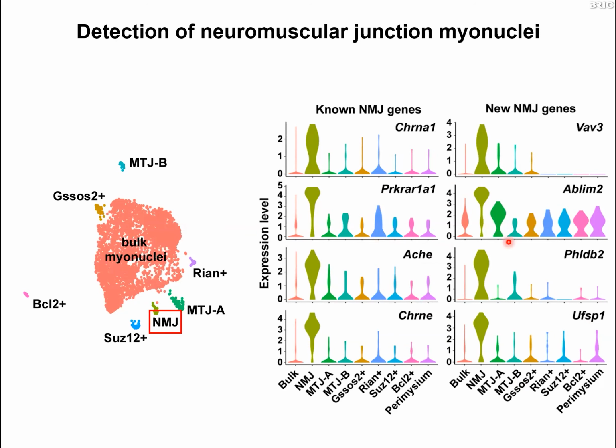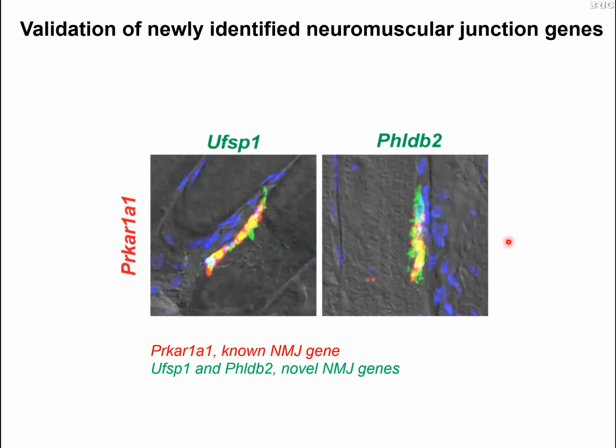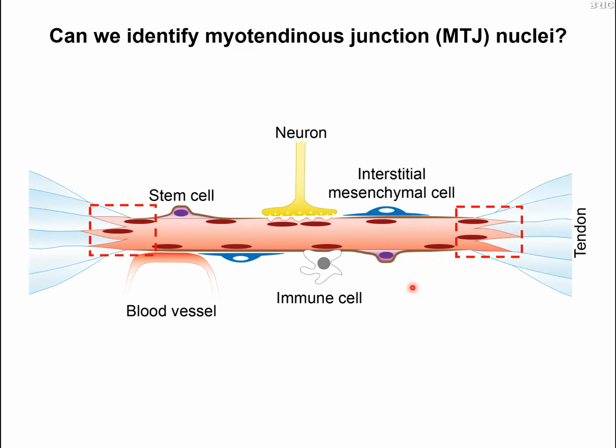And when we performed double in situ hybridization using PK regulatory subunit in red, which is one of the known NMJ genes, together with a couple of newly identified NMJ candidates, we were able to see robust co-localization of these transcripts, confirming that these novel candidates are indeed expressed from the neuromuscular junction. So after we confirmed the presence of neuromuscular junction nuclei, then we asked whether we can identify myotendinous junction nuclei.